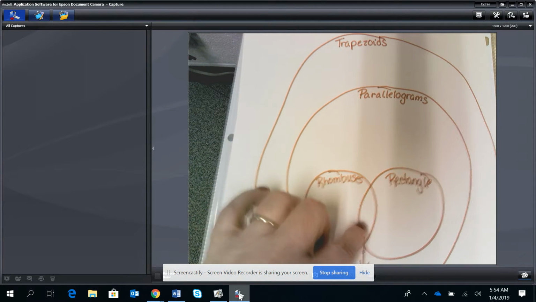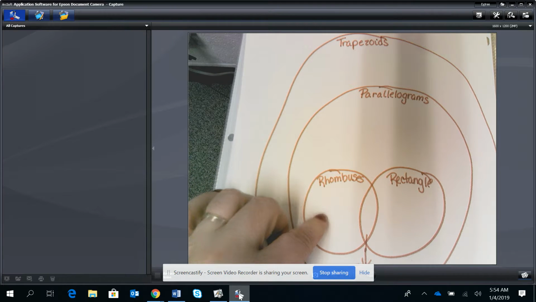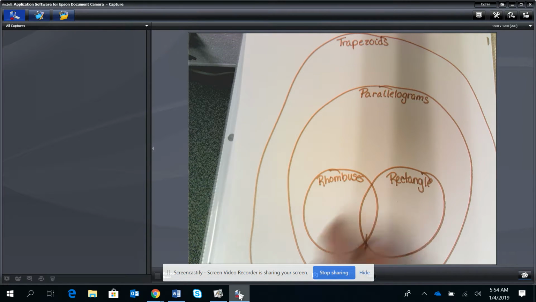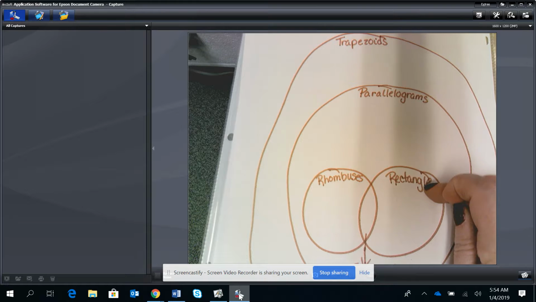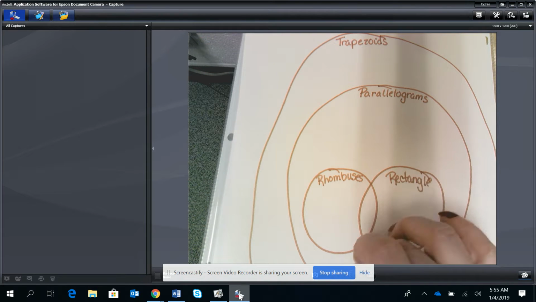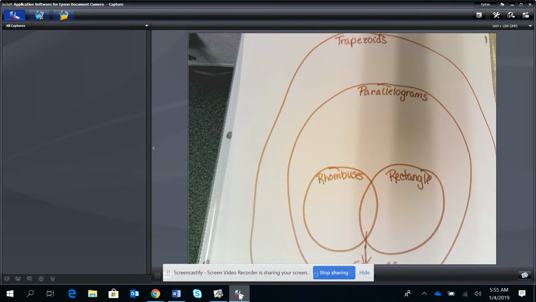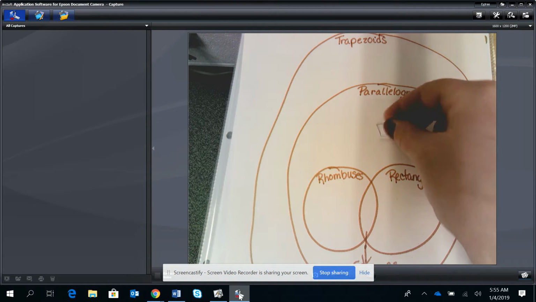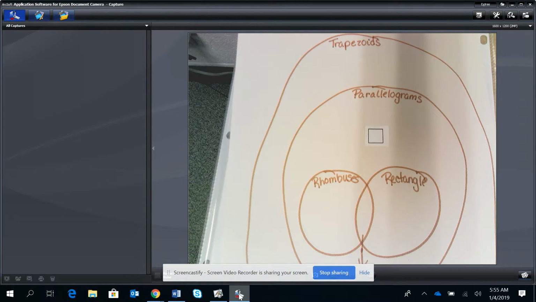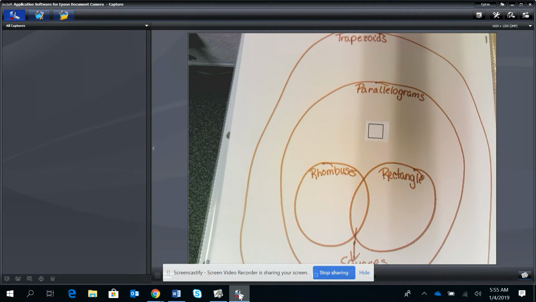So let's just look at our shapes that we have in that little box. If I look at this shape right here, from the rules that I already know, I know that it has 4 congruent sides and 4 right angles. So I know that's a square, so it's going to go in the square. That also means it is a rectangle, a rhombus, a parallelogram, and a trapezoid.